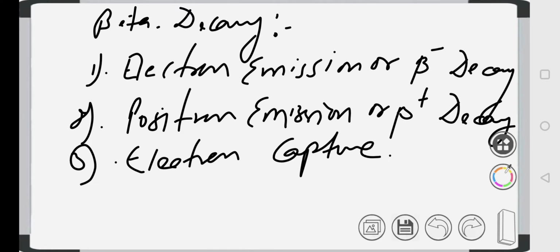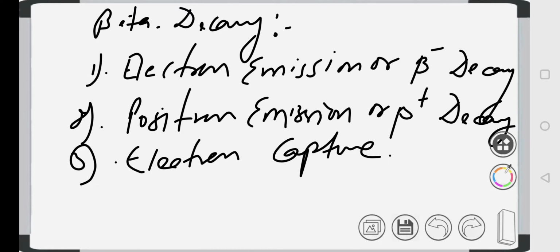In these two, electron emission and positron emission, in electron emission there is emission of an electron. Electron has negative charge, that's why it is beta negative decay. In positron emission, there is emission of a positron, which is the antiparticle of the electron. As it has positive charge, that's why we have a positive sign here.